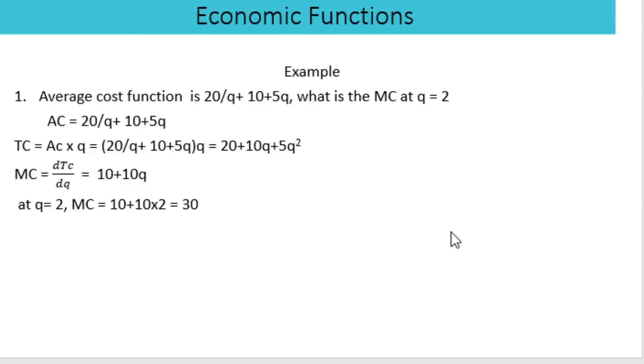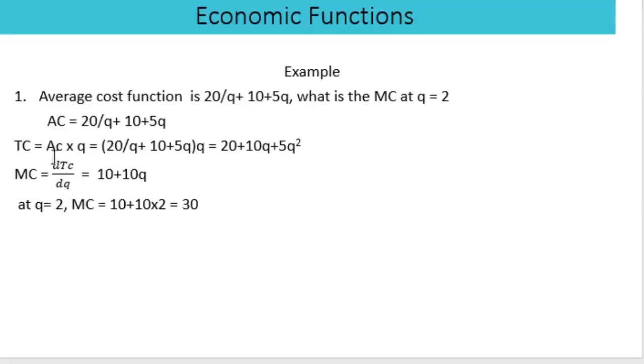The next example: the average cost function is 20 by q plus 10 plus 5q. What is the marginal cost at q equal to 2? Here the average cost is given. Average cost is 20 divided by q plus 10 plus 5q. From this average cost we can find the total cost, and then only can we find the marginal cost.